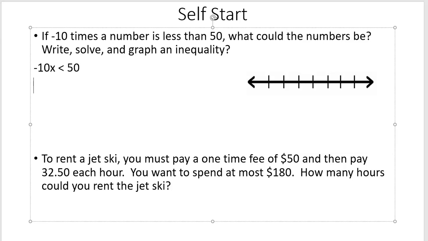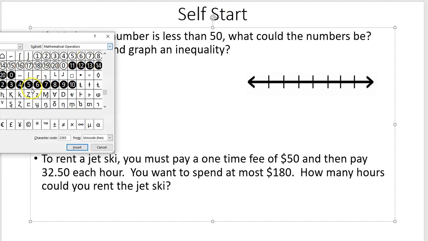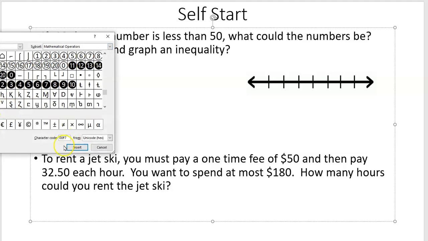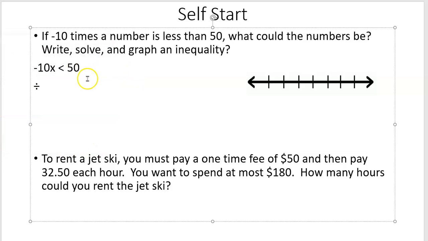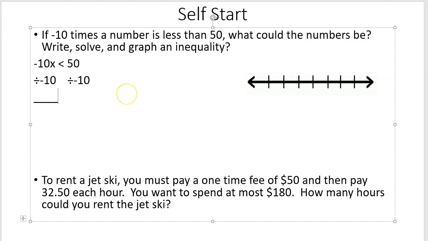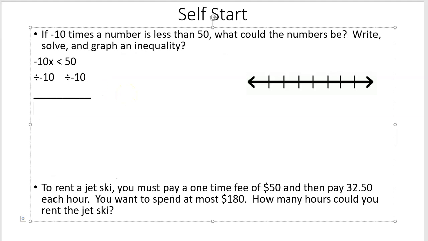To solve it, we divide both sides by negative 10. Get to a divide sign. Divide by negative 10, and do it on both sides. And I get x is, I divided by negative, so I flip the sign, greater than 50.